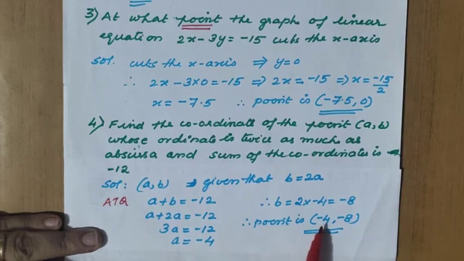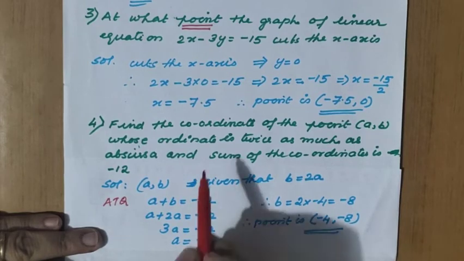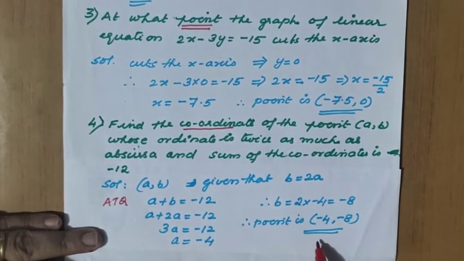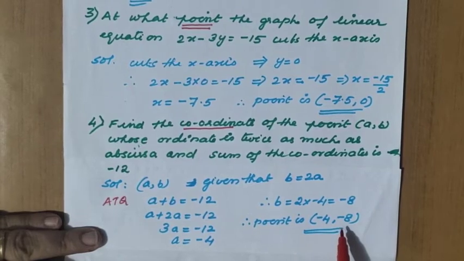So what is the point? Minus 4 comma minus 8. If you calculate a and b only, you won't get the mark, because even though it is an MCQ pattern, it is a 1 mark question. They have asked for the point form, to find the coordinates. That means we should write it in ordered pair form: (minus 4, minus 8).